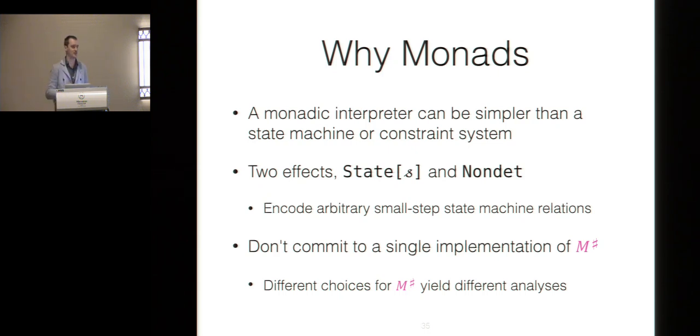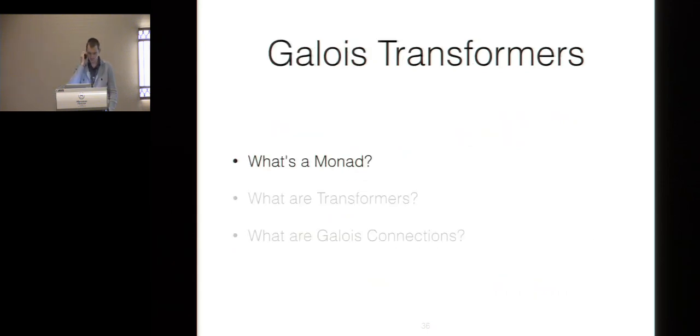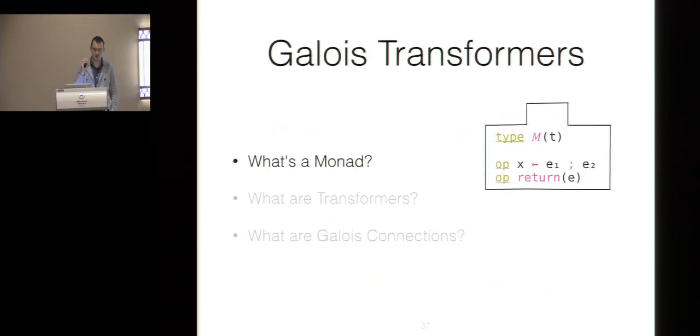There were 2 effects that we used in this interpreter, state and non-determinism. And these allow you to encode arbitrary small-step state-machine relations, which are a nice kind of foundation for thinking about analyses. And there's a long tradition of doing that. And more importantly, if we don't commit to an actual implementation of that abstract monad, rather we leave it as an interface that you plug into the interpreter, then different choices of the monad will actually give you different useful analyses. So that's what a monad is. It's this module that contains a type and some code and maybe some effects. And it's an interface that we use when we write a monadic interpreter.